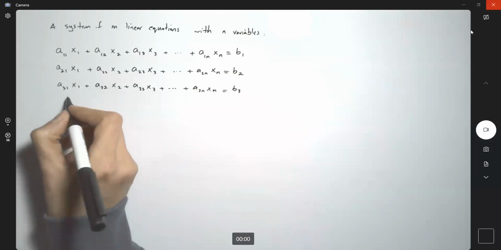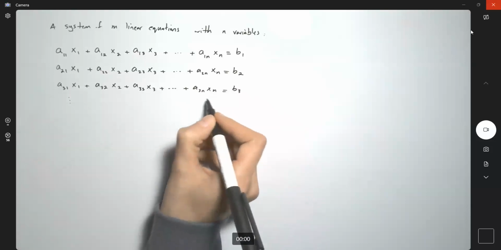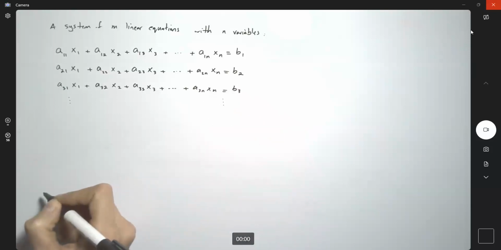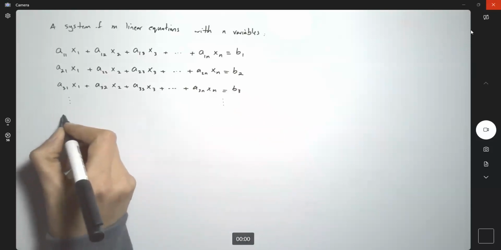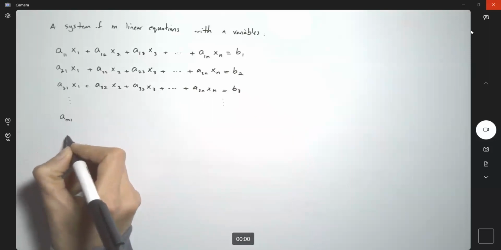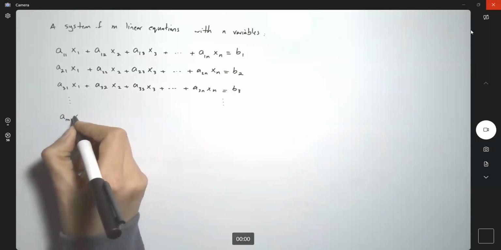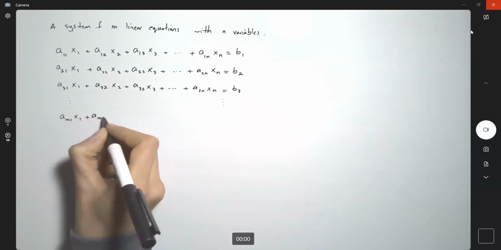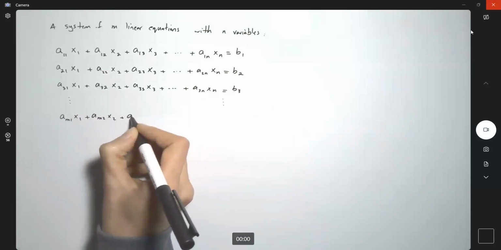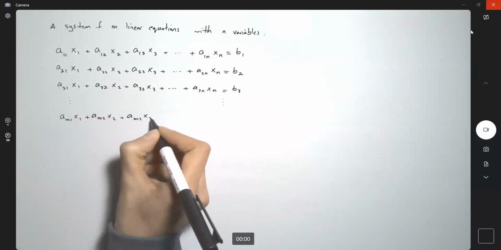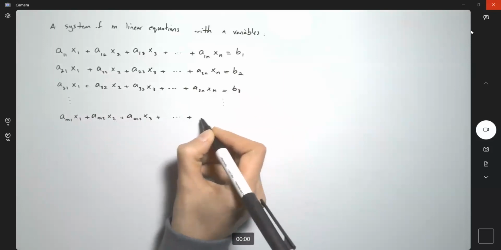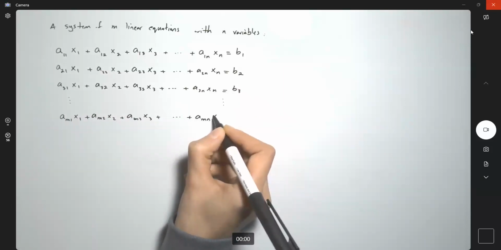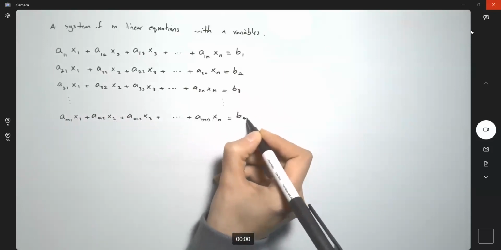Again, we continue this process. We have more equations involved here. For simplicity, I'm just going to write down the last equation, a sub m1 x1 plus a sub m2 x2 plus a sub m3 x3 plus the rest of the terms, a sub mn xn equals b sub m.